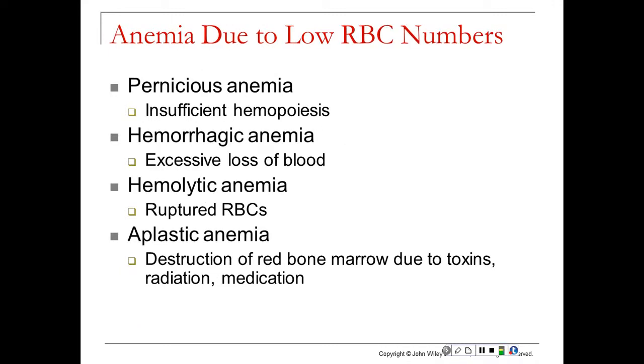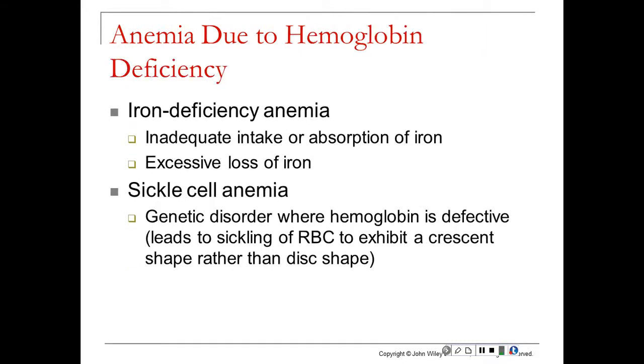Anemia can be due to low red blood cell numbers. There's pernicious anemia, which is insufficient hemopoiesis or hematopoiesis. In other words, your red blood cells aren't forming properly. Hemorrhagic anemia, that's caused by excessive blood loss. This can happen to some women on their monthly cycle. There's also hemolytic anemia, which is where you have many ruptured red blood cells, or aplastic anemia, where the red bone marrow has been destroyed due to toxins, radiation, and medication. Therefore, red blood cells are not being formed as they need to be.